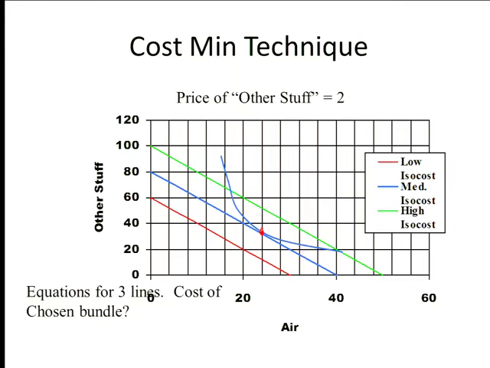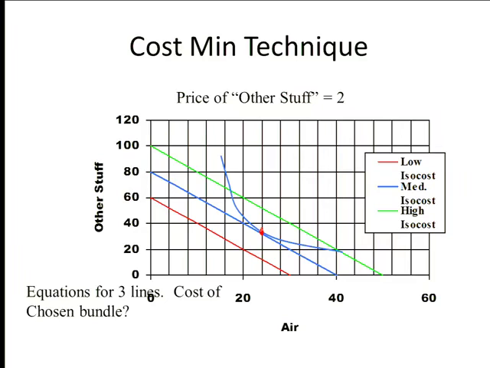Here it suggests we can do a little exercise. We can make a non-standard assumption, make the price of other stuff 2 instead of 1, and tell me the equations for the three lines and the cost of the chosen bundle. So, do you know how to do that? How many think they know how to do it? None? Nobody knows how to do this?